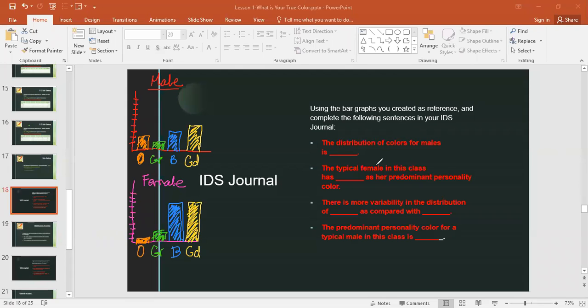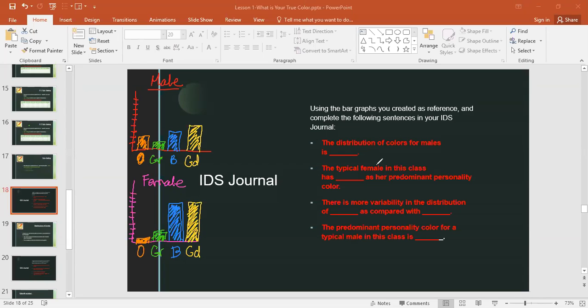What is the distribution of colors for the males? The typical female in this class has blank as her predominant personality color. There is more variability. Remember that variability word? Variability means a larger quantity of data and a variation of data. So there is more variability in the distribution of blank as compared with blank. You're comparing the male group to the female group and seeing which one has more variability. The predominant personality color for a typical male in this class is blank.